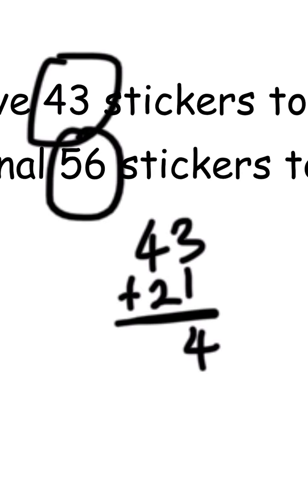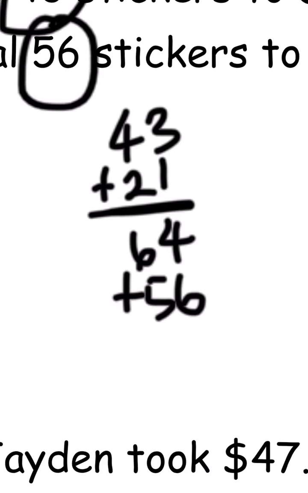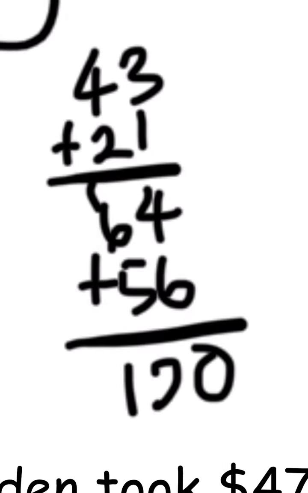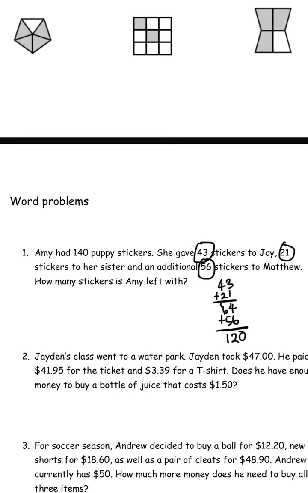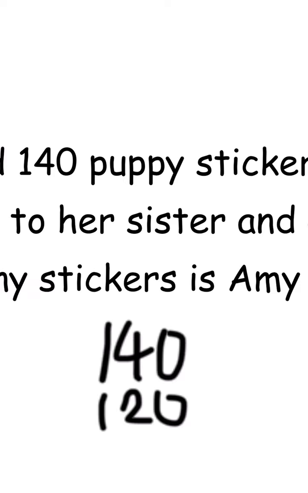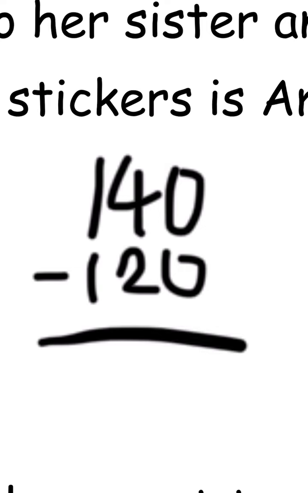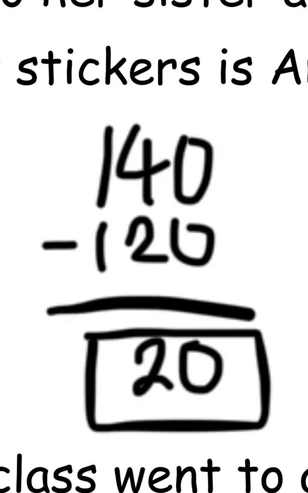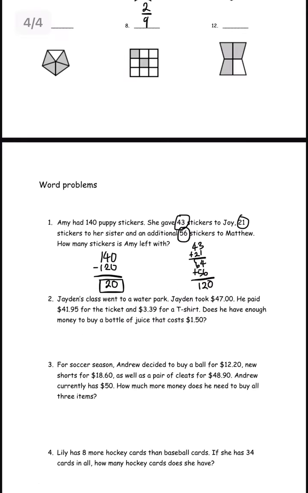3 plus 1 is 4, 4 plus 2 is 6, and then now we need to add 56. 4 plus 6 is 10, 1 plus 6 is 7, and then 7 plus 5 is 12. So 120. Now we need to subtract 120 from 140 in order to know how many stickers Amy is left with. So 4 minus 2 is 2, and 1 minus 1 is 0. So 20 is the answer for number 1.